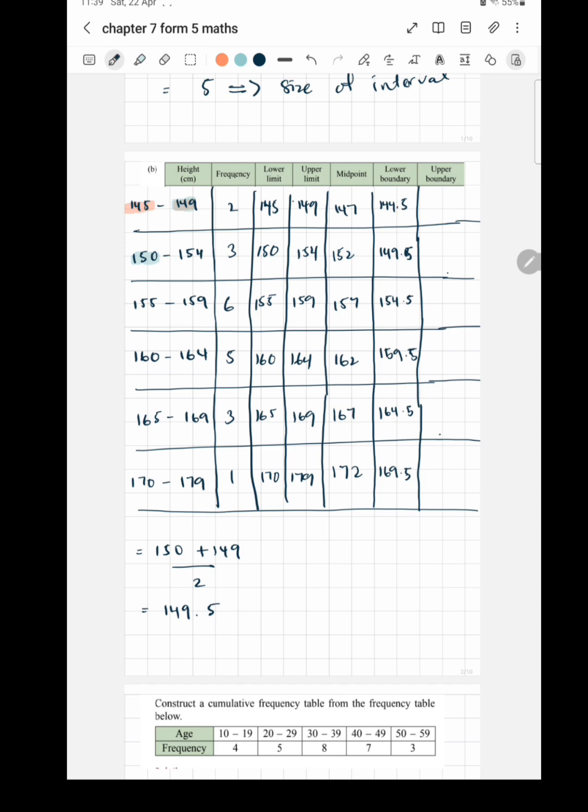Next, let's move on and find the upper boundary. To find the upper boundary, we are going to need the upper limit of the first class plus the lower limit of the second class, then divide it by 2. It should be looking something like this: 149 plus 150 divided by 2. Then we should be getting the answer 149.5.